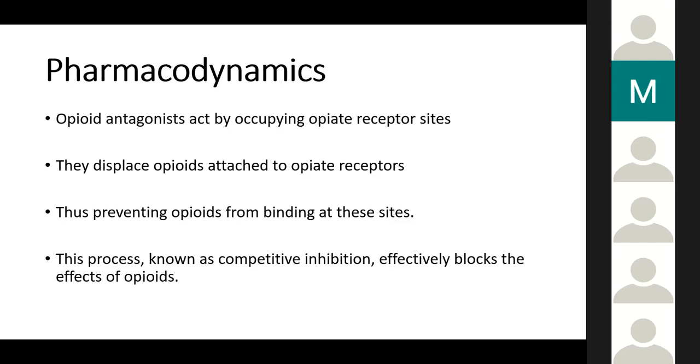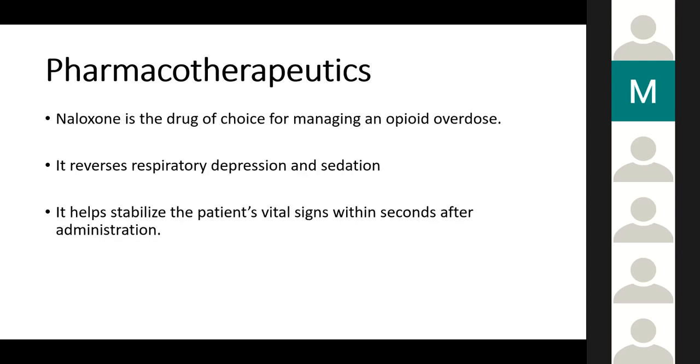So how do they act? They act by occupying the opiate receptor sites and displacing the opioids, which are attached to the receptors, by binding to these receptors, thereby preventing the opioids from binding. And this is called competitive inhibition.